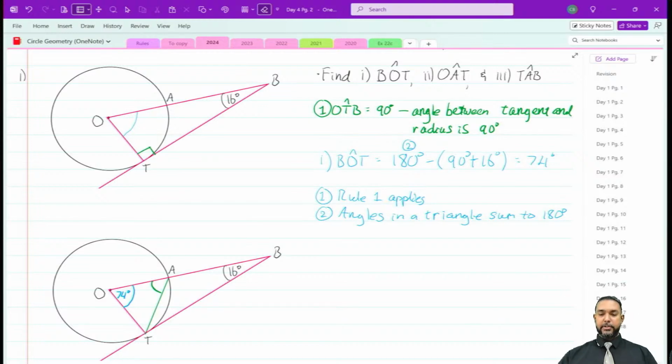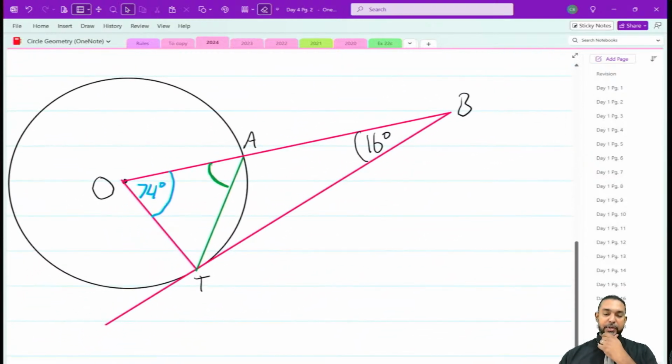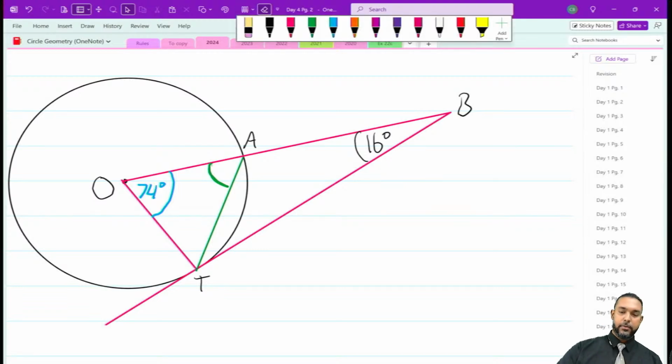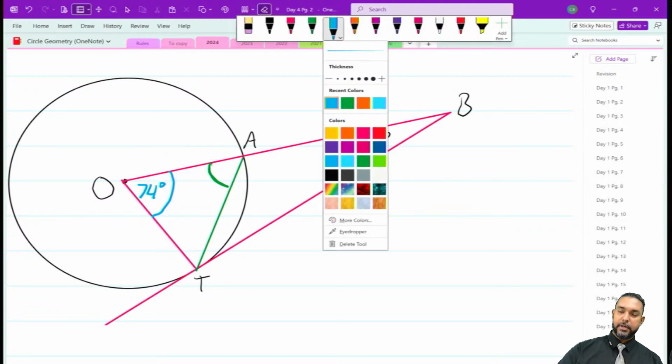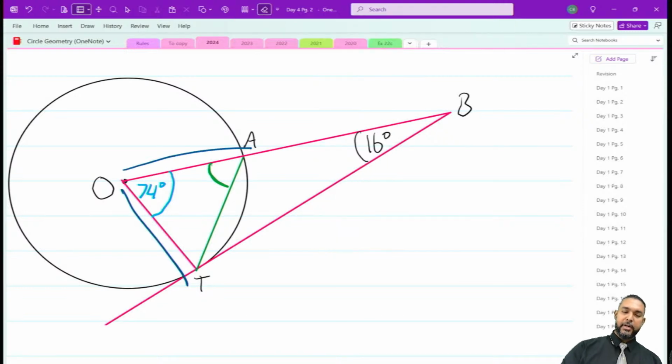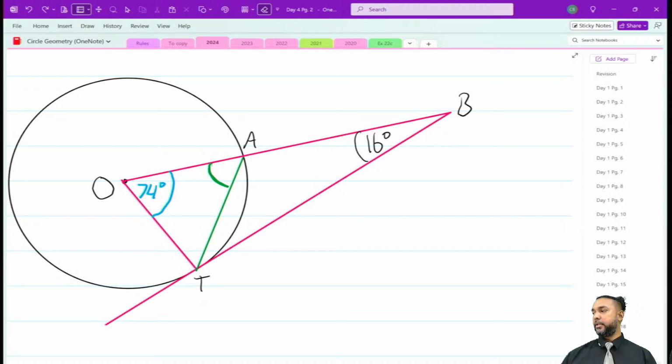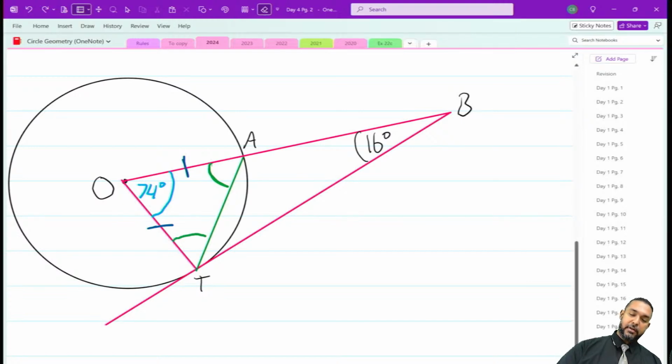Right. So let's zoom in here for a second. So what can we say specifically about OA and OT? What kind of lines are those? Straight lines, yes, but in the context of the circle, what are they called? They're called radii. They're each a radius. And as we know, in any given circle, all radii have equal length, right? So that means that that triangle, OAT, is what type of triangle? Isosceles, which means that this angle across here is also going to be equal.